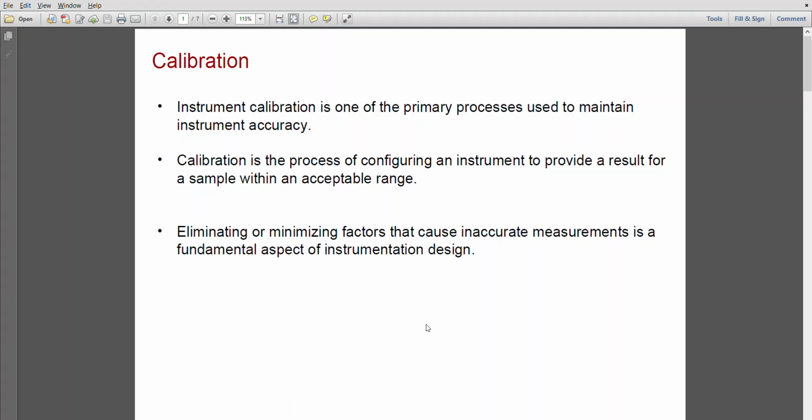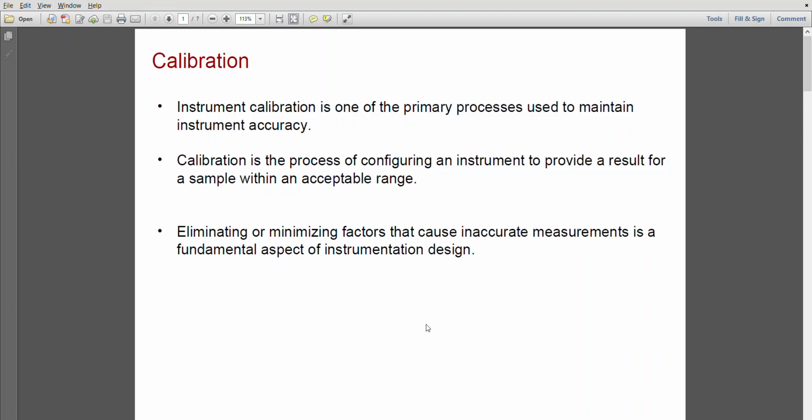Video, we will discuss the calibration to a further extent by giving a practical example of how a calibration in industry is performed. Instrument calibration is one of the primary processes used to maintain instrument accuracy. Calibration is the process of configuring an instrument to provide a result for a sample within an acceptable range. Eliminating or minimizing the factors that cause inaccurate measurement is a fundamental aspect of instrumentation that also falls within the scope of calibration.